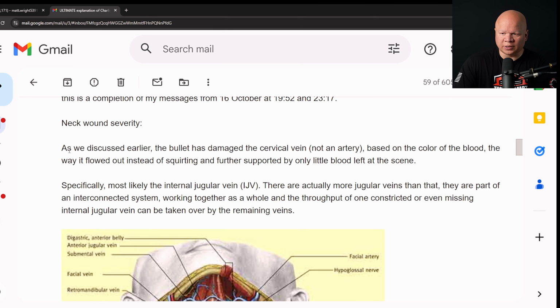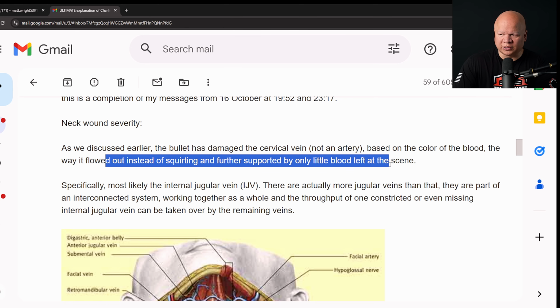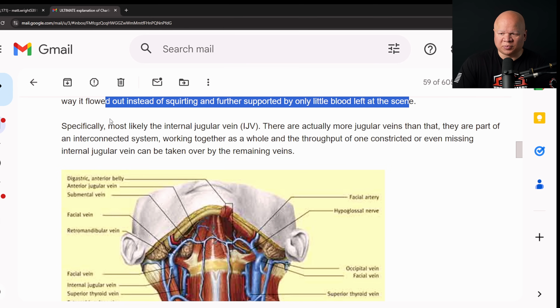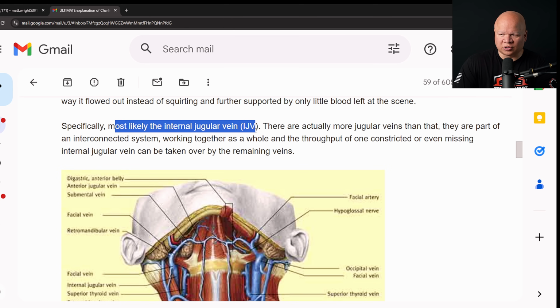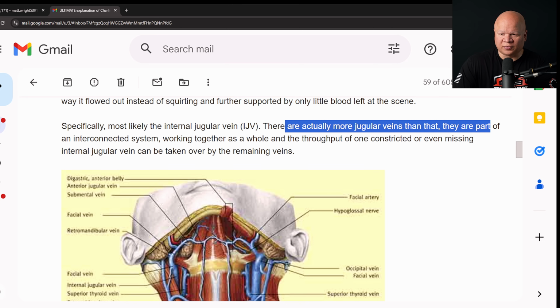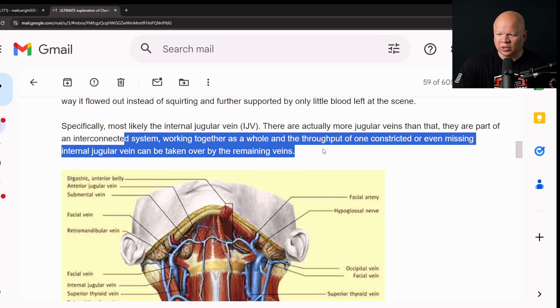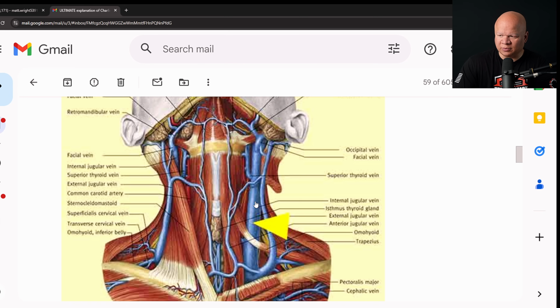Neck wound severity. As we discussed earlier, the bullet damaged the cervical vein, not an artery, based on the color of the blood, the way it flowed out instead of squirting, and further supported by only a little bit of blood left at the scene. Specifically, most likely the internal jugular vein or the IJV. There are actually more jugular veins than that. They're part of an interconnected system working together as a whole. So Kalikukul is saying most likely it was this large internal jugular vein.